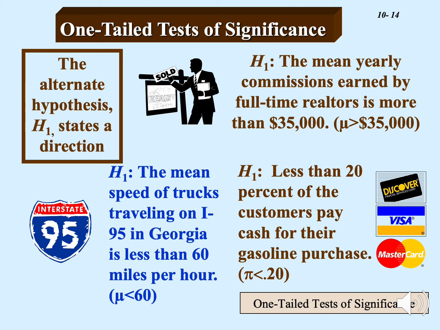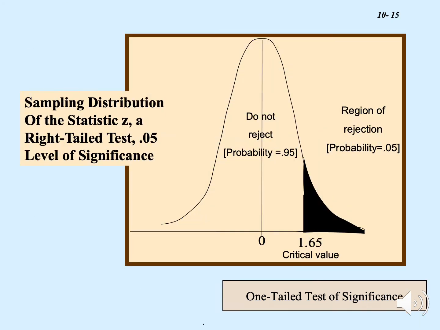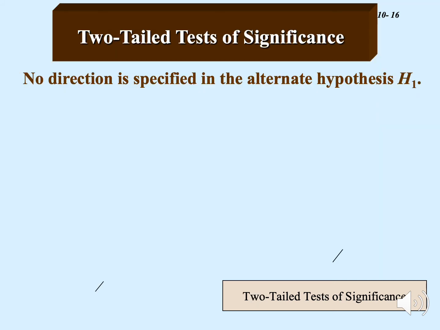So the sampling distribution of the statistic Z, if it is a right-tailed one, that's the one that I showed you a while ago. One-directional, just one shaded region. If it is two-directional, it's plus minus 1.65, so plus 1.65 here, and on the other side, minus 1.65. Okay, so that's two-tailed or two-directional.